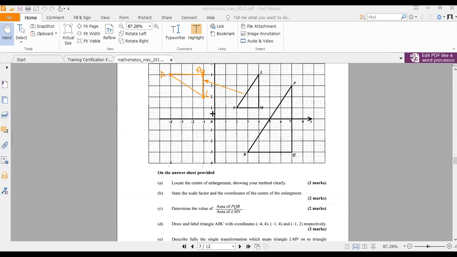So for every rotation, we have to describe it with three things, right? So we are going to say that the triangle element is mapped onto. So be careful, look at the language.